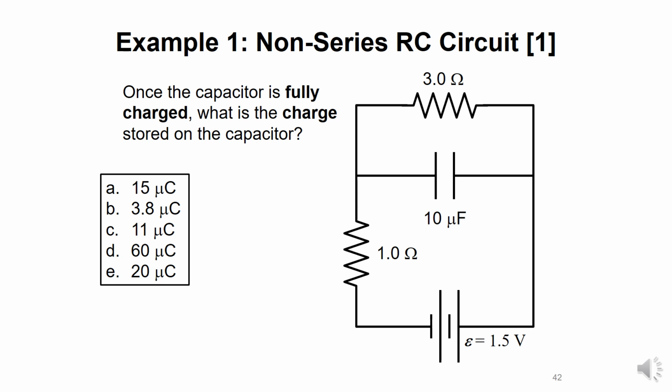Here's another example. Think of what happens when the capacitor is fully charged, and when it's uncharged. Replace the capacitor with the wire or with the broken wire and see what the rest of the circuit looks like. Let's underline this: a fully charged capacitor means the capacitor is like a broken wire.